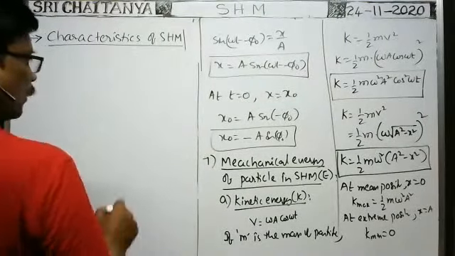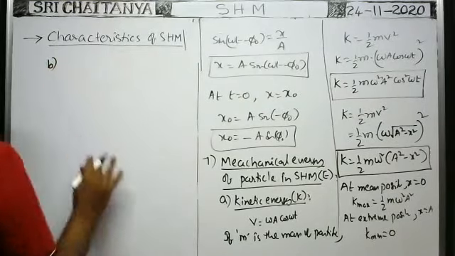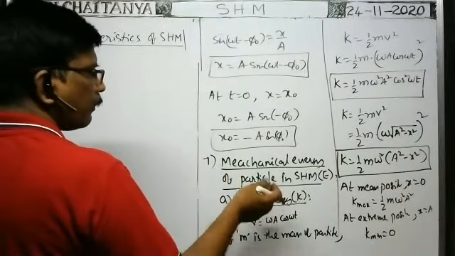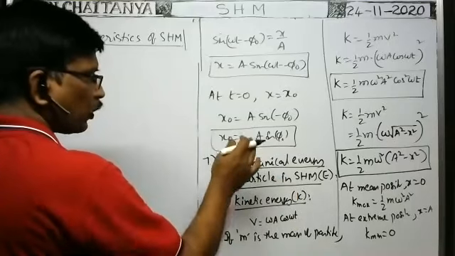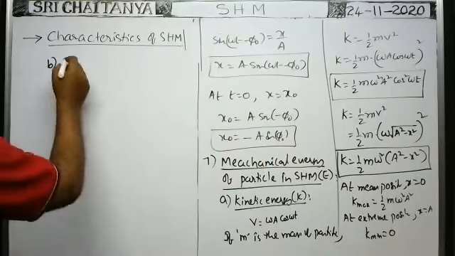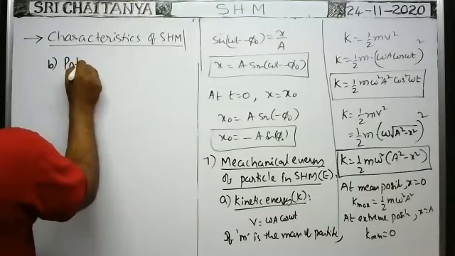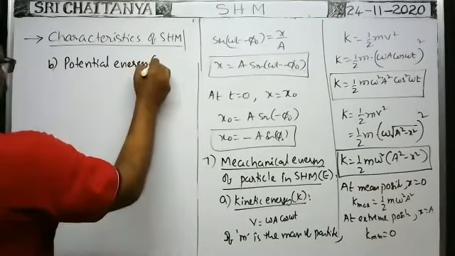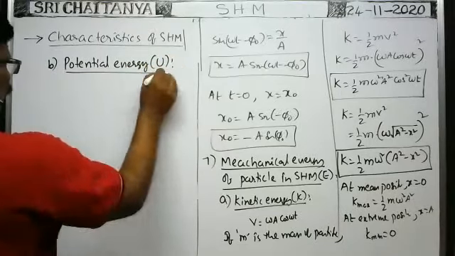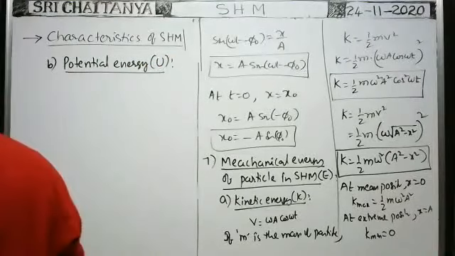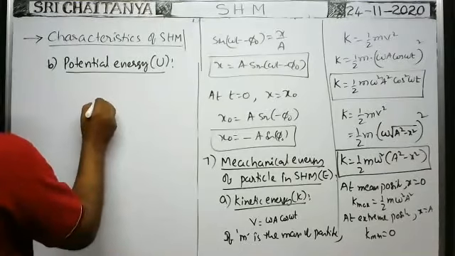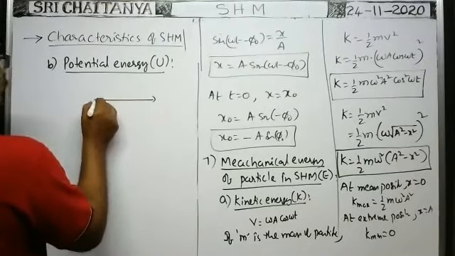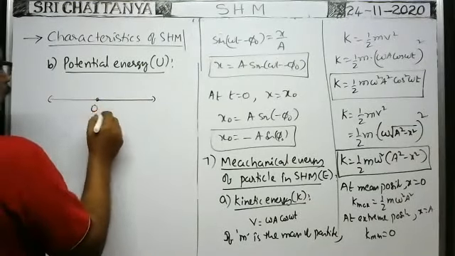Next, potential energy. When you know the potential energy also, the sum of the kinetic energy and potential energy gives the total energy of the particle in SHM. So we have to derive the formula for potential energy. Whenever the particle is in simple harmonic motion, it is at the mean position.